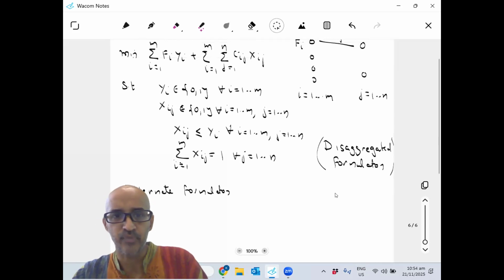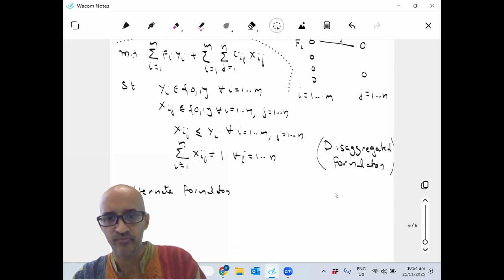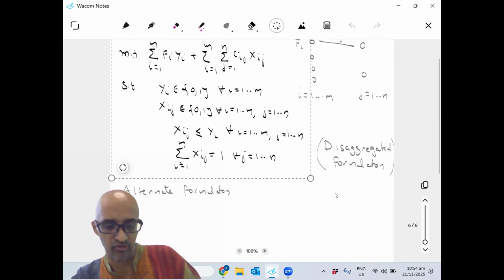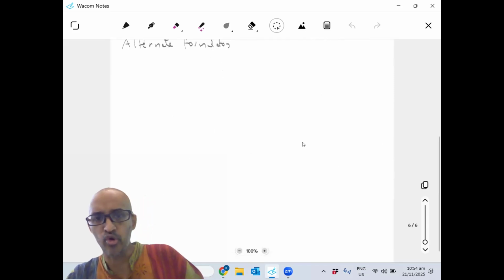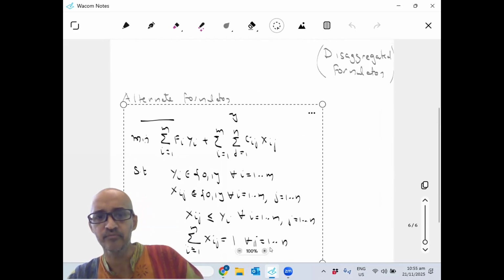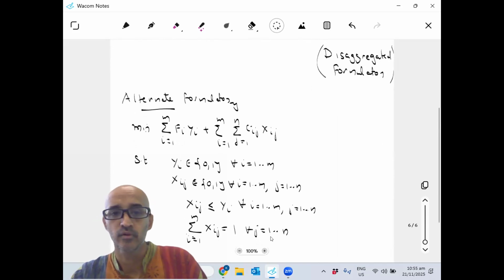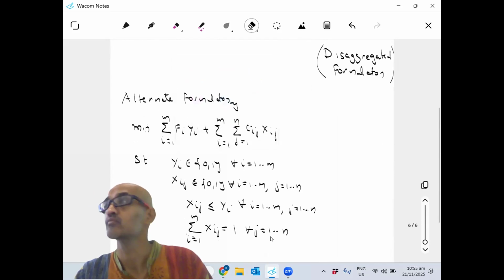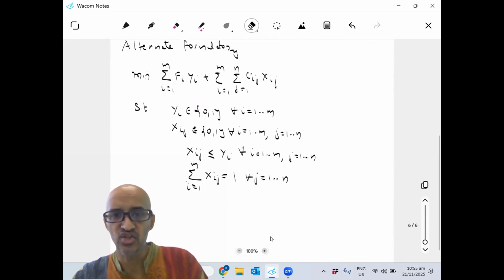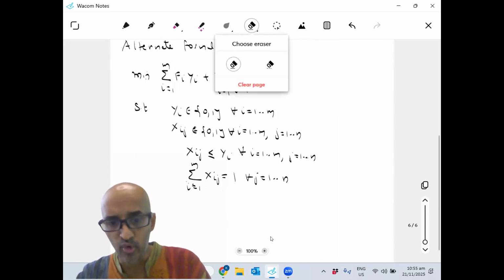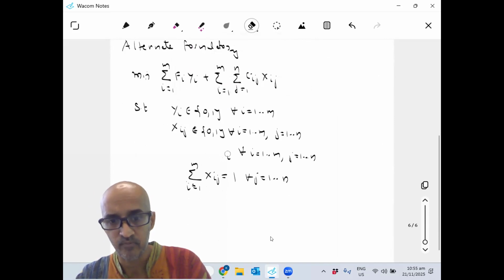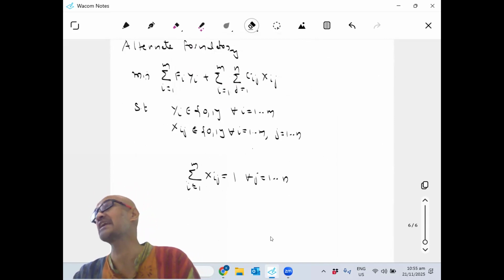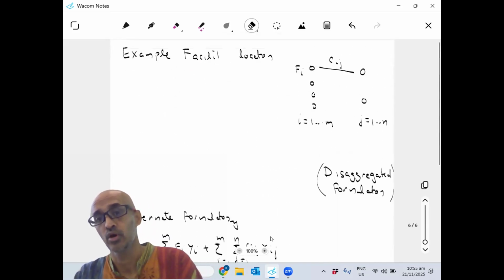So I'm going to keep everything as is. Of course, I'm going to change something. That's why it's alternate. I'm going to keep everything as is except one constraint. I'm going to change this third constraint, which said x_ij is less than or equal to y_i for every i and j. I'm going to write this in a slightly different way.